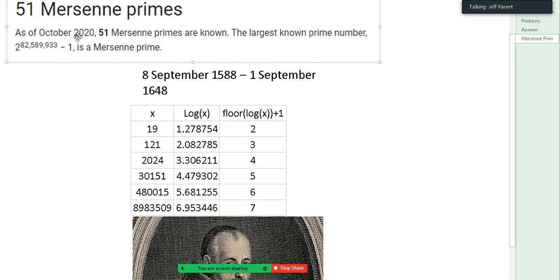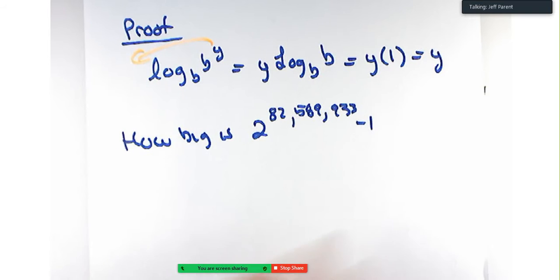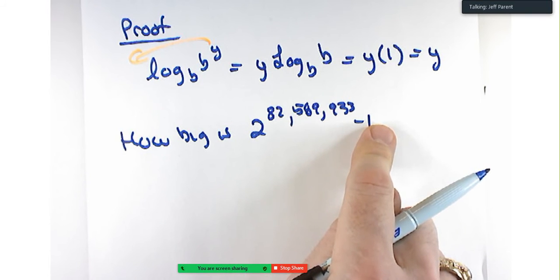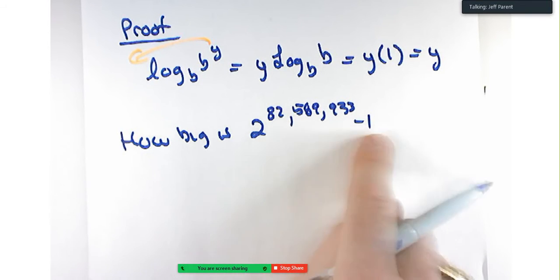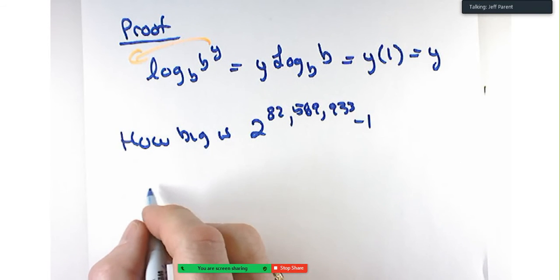The question is, how big is 2 to the 82,589,933 minus 1? How many digits long is a number like that? So, good question. And the way we can figure it out is we can take the log of that number. Well, unfortunately, if you try to take the log of this number, it's going to be too big for your calculator. But let me note something for you. This number, and if I don't subtract the 1, are going to be about the same size.